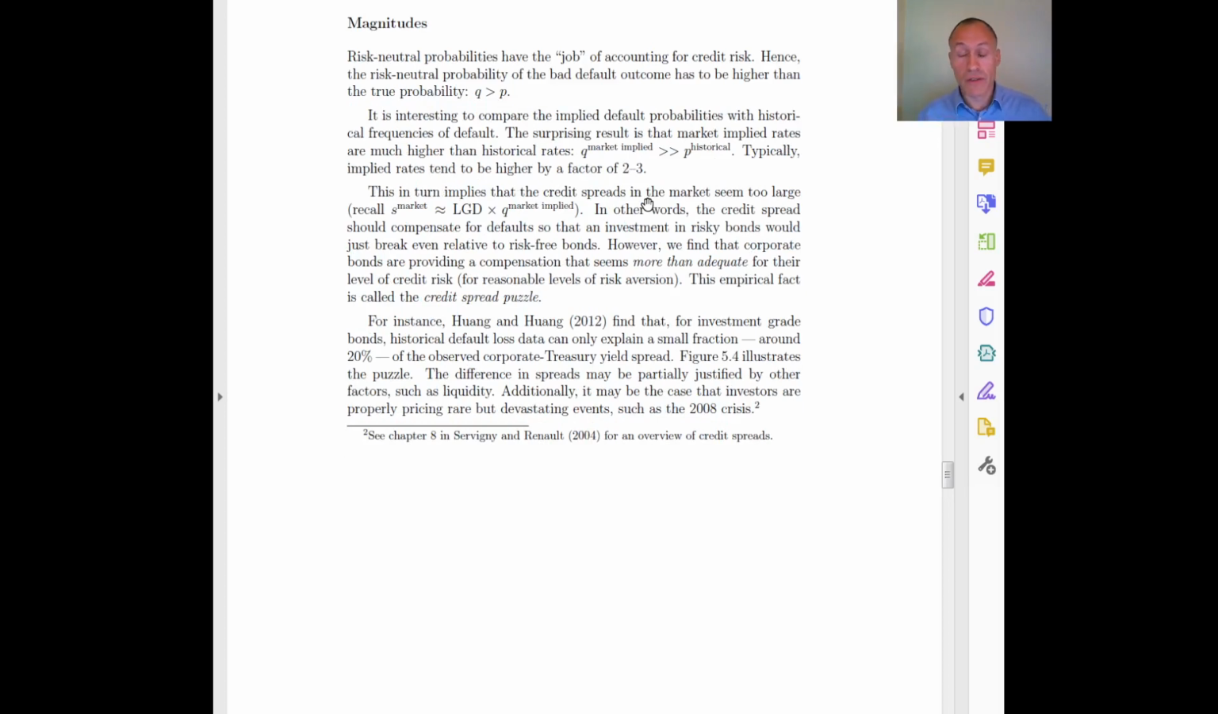If you recall this idea that we had that related the probabilities to the expected loss, what we are saying is that the spreads we observe in the market are too large relative to the losses that we expect, even accounting for reasonable degrees of risk aversion. In other words, when you look at the data, it seems that the credit spreads are too good to be true, are too large. They are compensating investors for more than the risk that would be reasonable to be compensated for. This is sometimes called the credit spread puzzle.